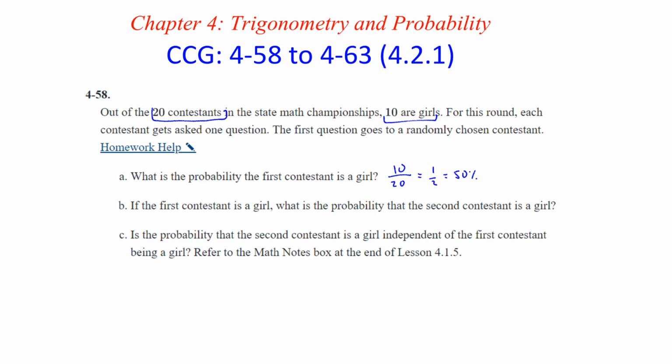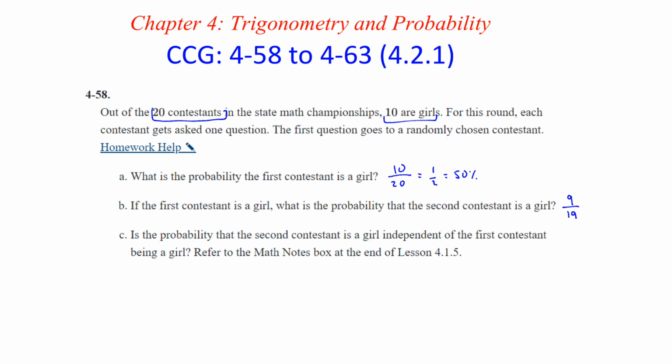Part B. If the first contestant is a girl, what is the probability the second contestant is a girl? Well, there were 20 contestants. If the first one was already chosen, now there are only 19 contestants. And there were 10 girls, but one of those was already chosen, so there's only 9 girls now. So 9 girls out of a total of 19 contestants, so that would be your probability.